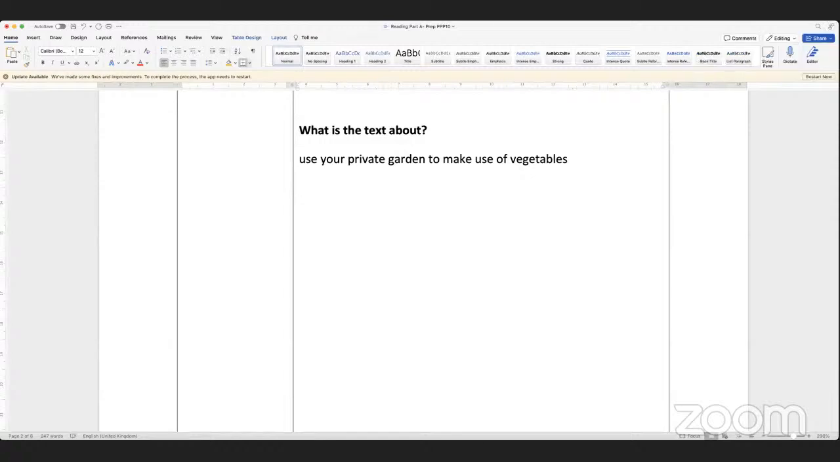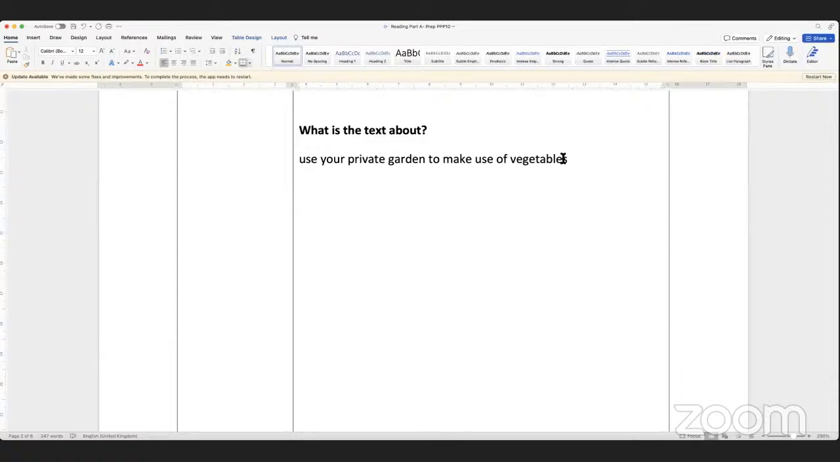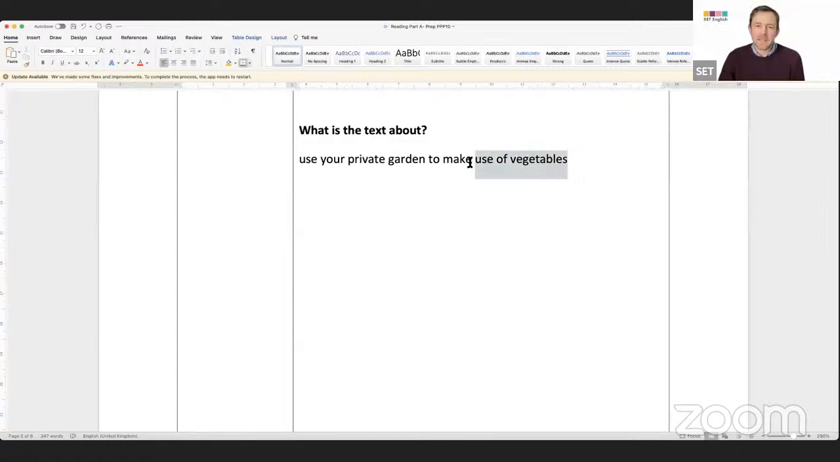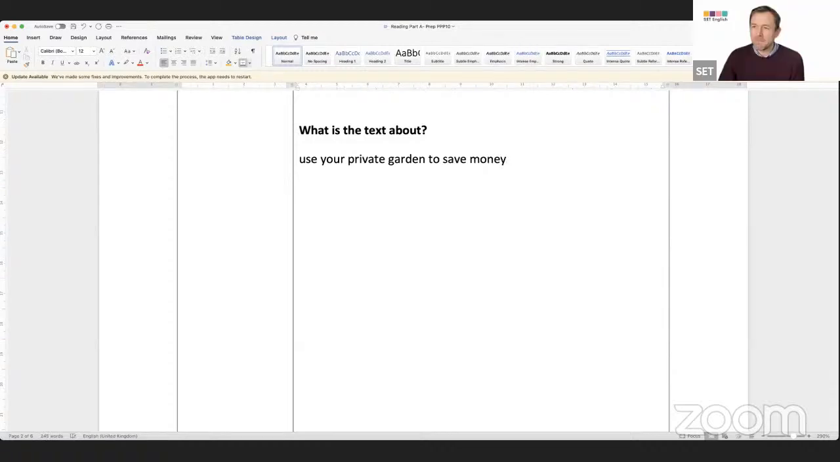For instance, yes. Did anyone else think that? Anyone can say now. Yeah, 25% reduction. I was thinking this. I was saying use your private garden to save money. That was what I took away from it. Now, why did I think that?